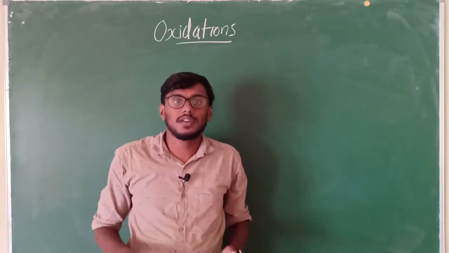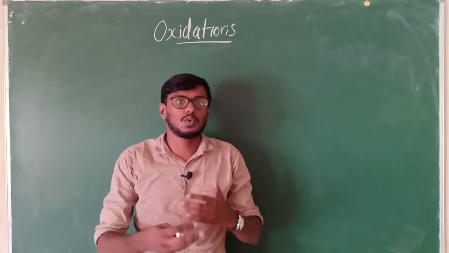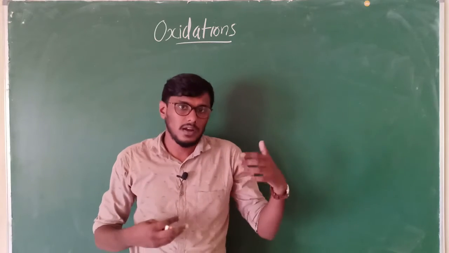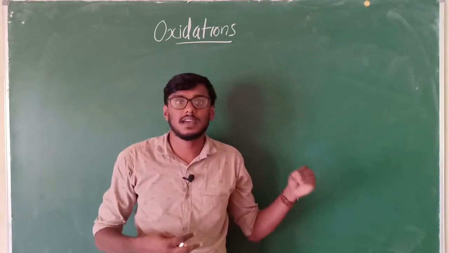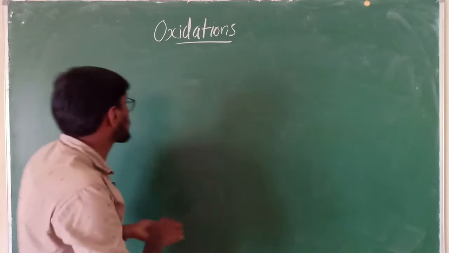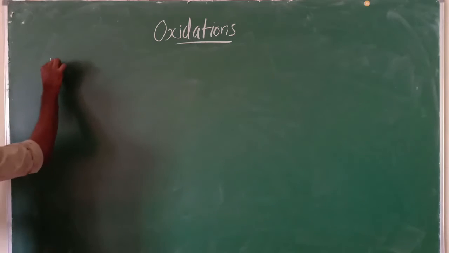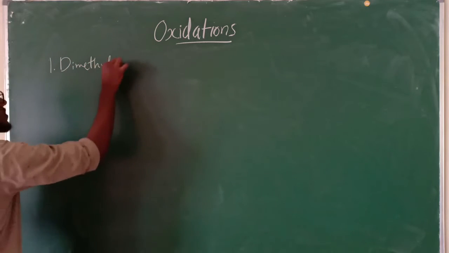Next we are going to consider some reagents which help the oxidation of alcohols into carbonyl compounds, that is aldehydes and ketones. The first reagent we are going to consider is dimethyl sulfoxide.